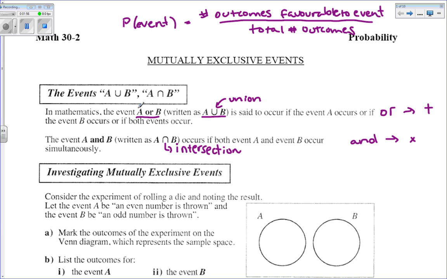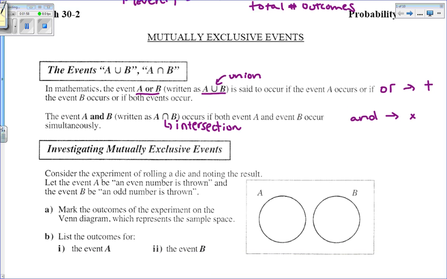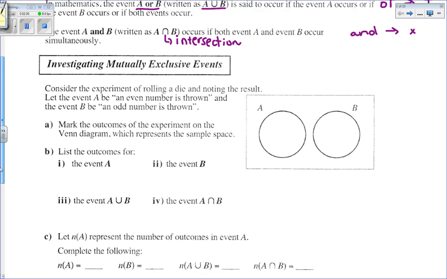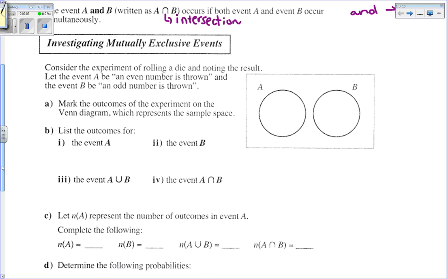We'll do a quick investigation to illustrate the difference between mutually exclusive events and non-mutually exclusive events. When you have a question where one thing happens or another thing happens, you have to determine if events A and B have any outcomes in common or if they're mutually exclusive. We're going to look at the experiment of rolling a die and noting the result. Event A is an even number, and event B is an odd number.